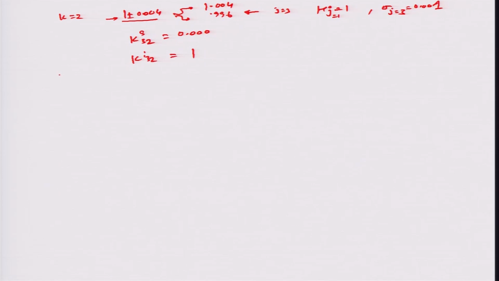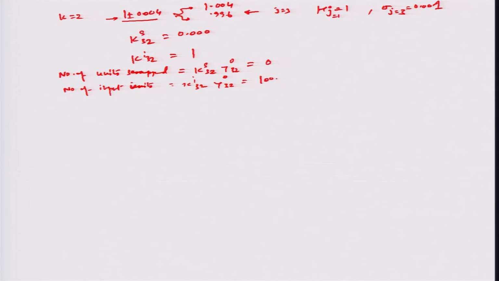And so, if I wanted to find out the number of scrapped units, okay. So, number of units scrapped comes out to be KS32 times of YO32. So, this is 0. Similarly, number of input units in this case would be KI32 times of YO32, which is actually 1000 pieces. So, exactly 1000 units would be produced from 1000 units sent into the transformation, and the unit cost in this particular case.